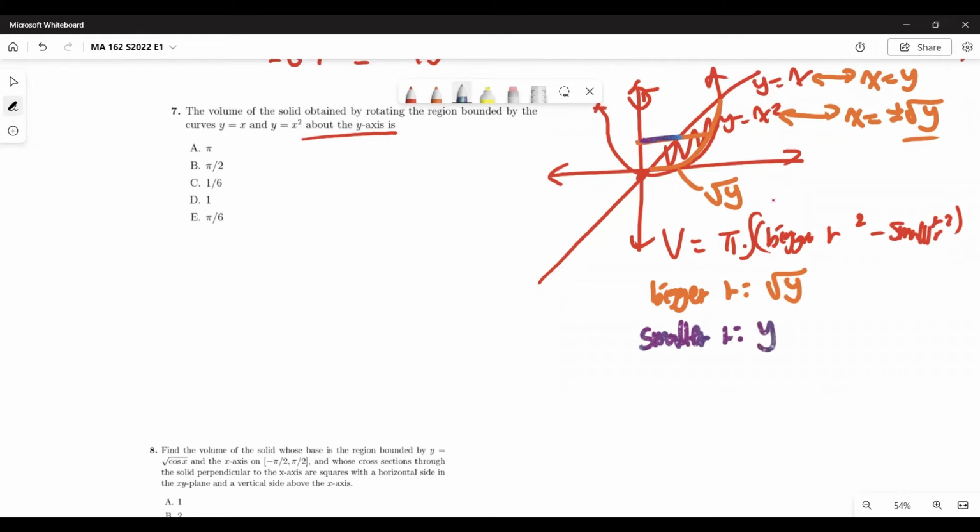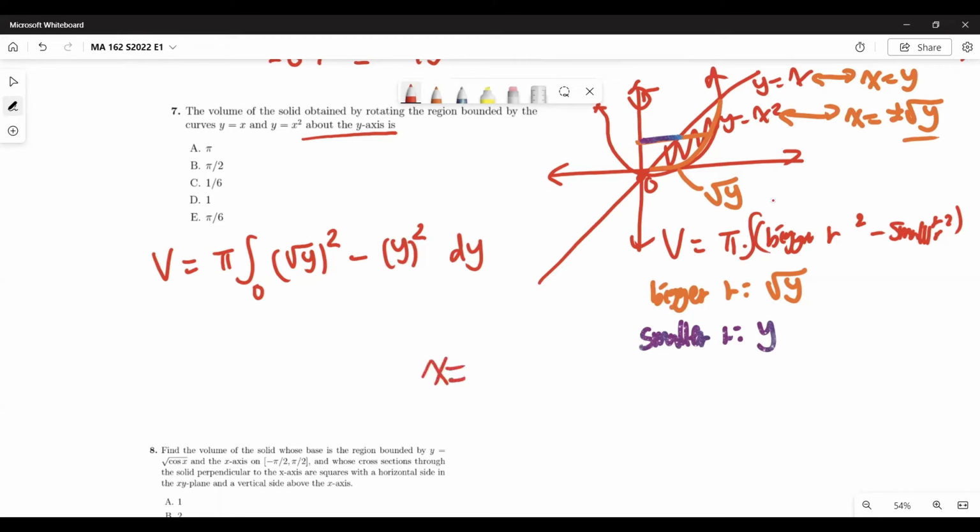Okay, so if you want to write the equation, V equals pi times the integral of the bigger radius squared minus the smaller radius squared, dy. And this is integrating from 0 to I don't know where, so we can set the curves equal to each other to find the intersection points.